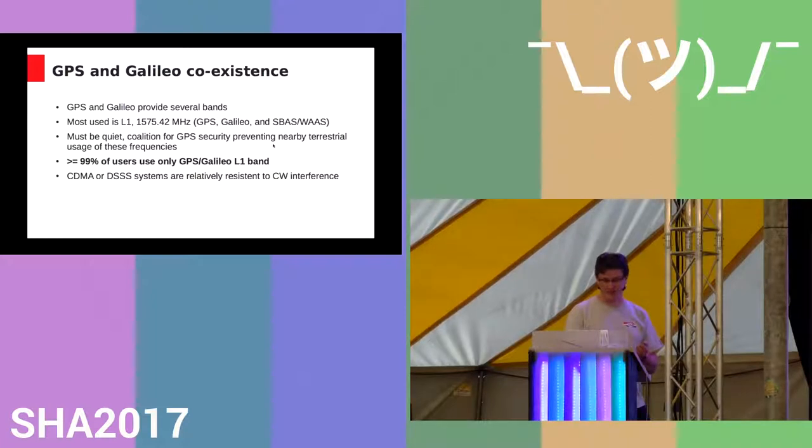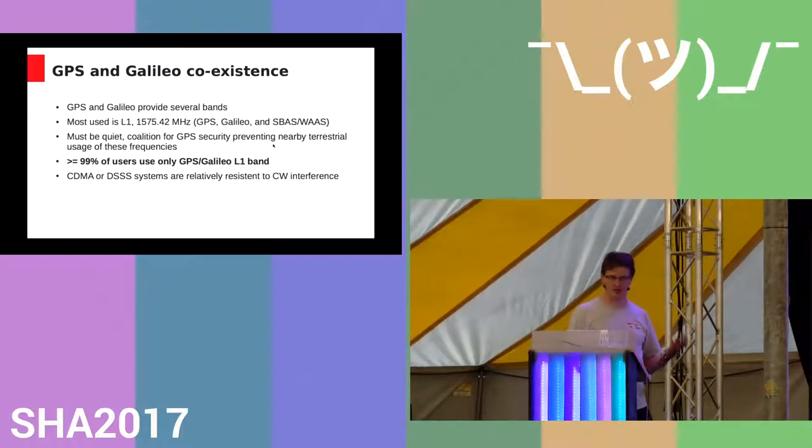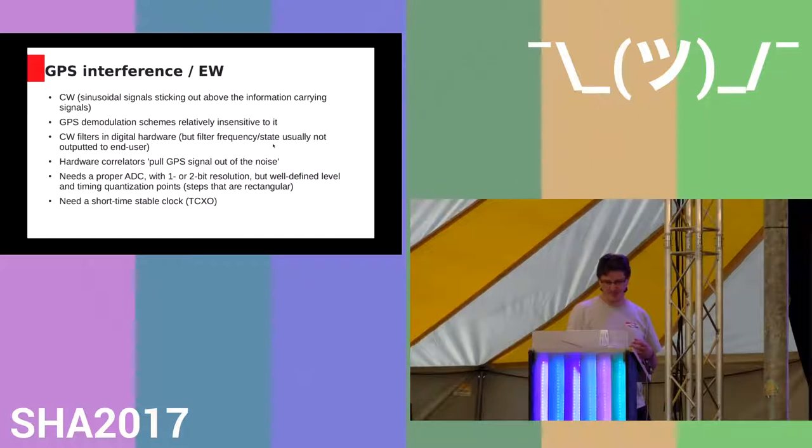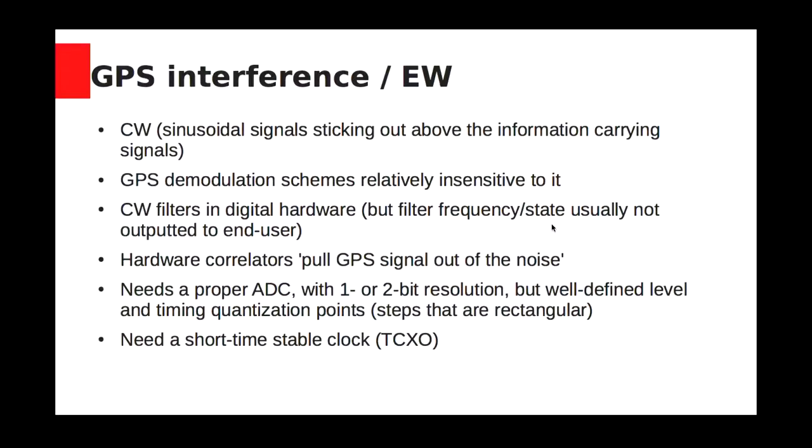Another nice thing about CDMA and DSS systems: they are relatively resistant to CW interference. CW stands here for carrier wave, so it's a strong sinusoidal signal, for example, a sideband of a transmitter on the lower band, which can interfere with a GPS signal. To actually make the correlation work better, there are also CW filters in most digital hardware.